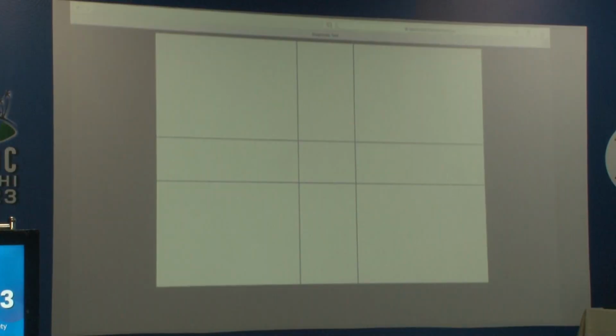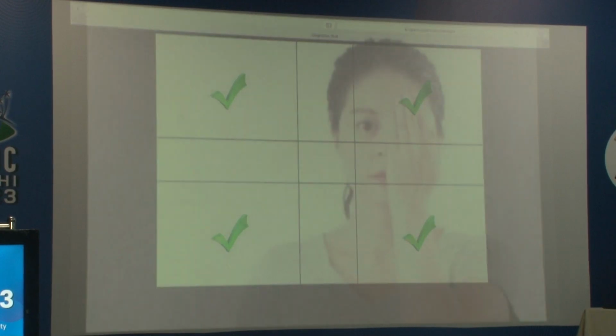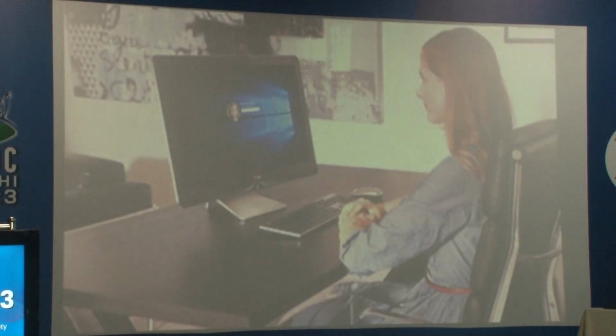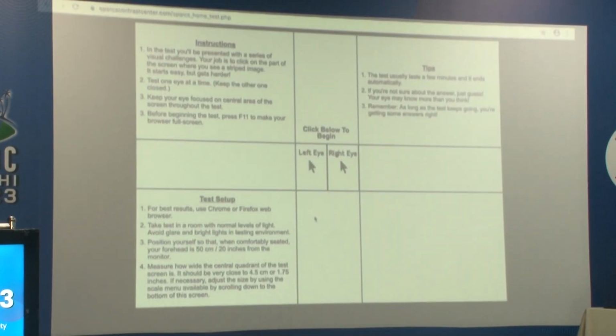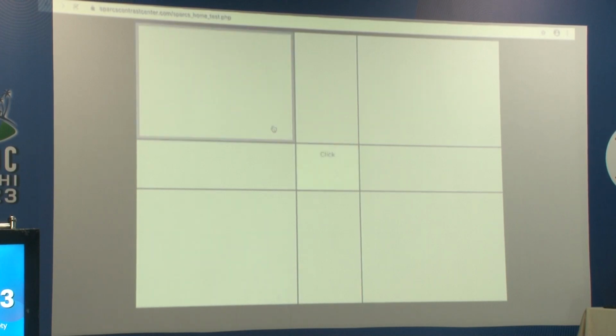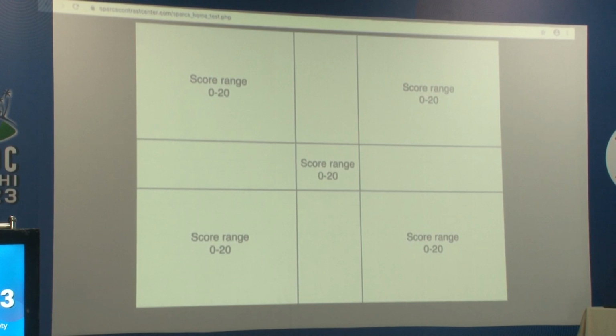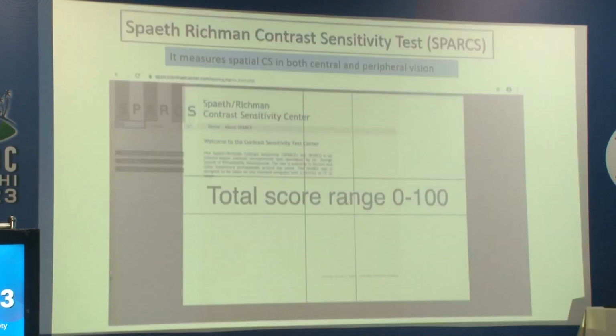It tests the contrast sensitivity in central quadrant and in 4 peripheral quadrants. It is tested monocularly with patients seated 50 cm from the computer. On selecting the eye, the patient will see a vertical contrast grating in different quadrants while maintaining a central fixation. A score out of 20 is obtained for each quadrant, making a total score of 100.